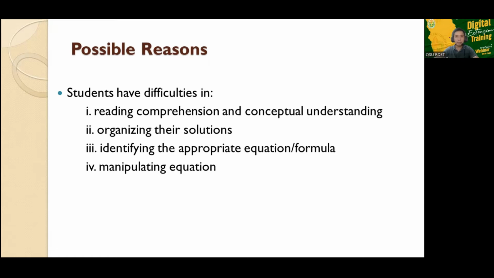Fourth possible reason is that they might have a challenge in manipulating equations, in deriving equations. We all know that not all the time, given the equation, it's always x that is being asked. Sometimes it's a variable on the other side of the equation. So if this is the case, some students find it hard to transpose or simply to manipulate the equation in order to solve for the unknown.